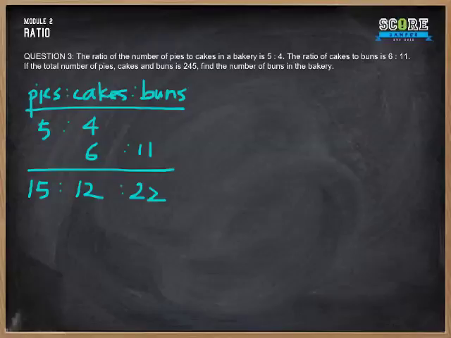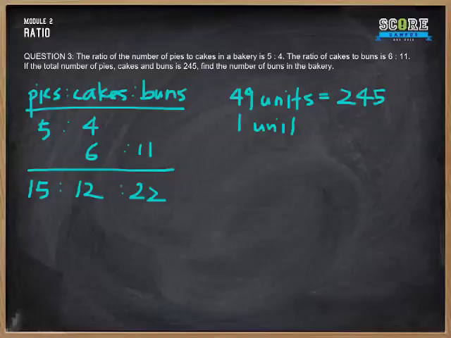And for that to happen, we move on to step 2. You have to know the total number of units. What is the total number of units? 15 plus 12 plus 22, which gives you 49 units. Now these 49 units are represented by 245 pies, cakes, and buns. If 49 units is equals to 245, 1 unit is equals to 245 divided by 49. When you do the math, you get the answer is 5.